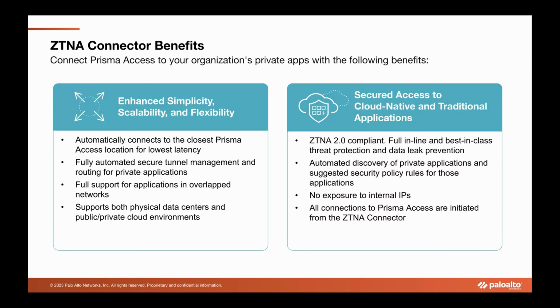So using ZTNA connector, whenever you need Prisma Access to connect to private apps without manually configuring IPsec tunnels, the ZTNA connector comes into play. It basically brings in so many different benefits, including enhanced simplicity, scalability, and flexibility. It automatically connects to the closest Prisma Access location, guaranteeing the best possible latency. Prisma Access compute location automatically scales up to more than 6 Gbps of throughput, which is pretty good when it comes to a customer environment.